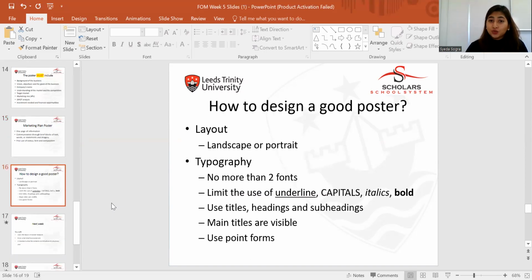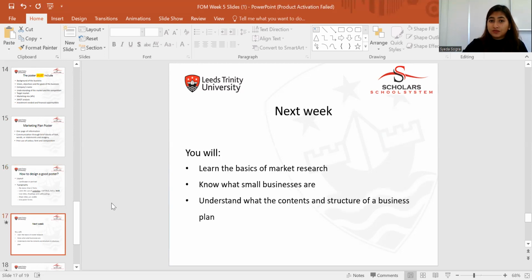So how to design a good poster? Layout: it could be landscape or portrait. Typography: no more than 2 fonts, and limit the use of underlined text, capitals, italics, or bold. Use titles, headings, and subheadings. Use point forms, main titles, or visuals.